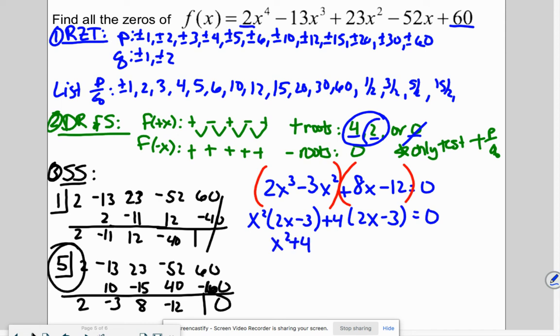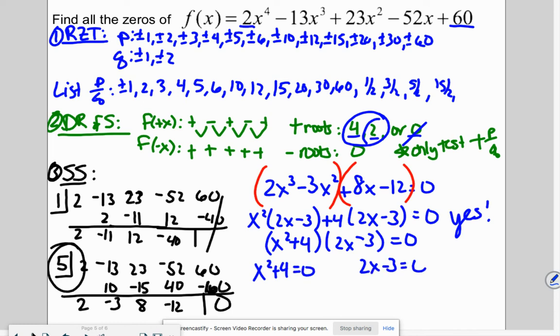So I have x squared plus 4 as the first factor, and 2x minus 3 as the second factor. And I set each factor equal to 0, so it worked, yes. And now we're going to use the zero product property: x squared plus 4 equals 0, 2x minus 3 equals 0.